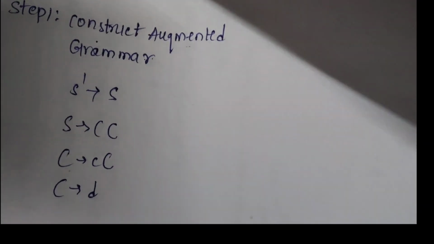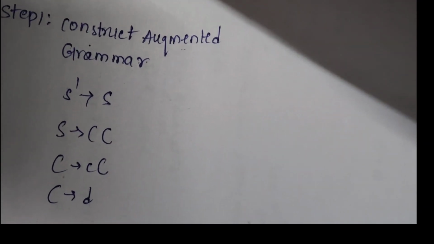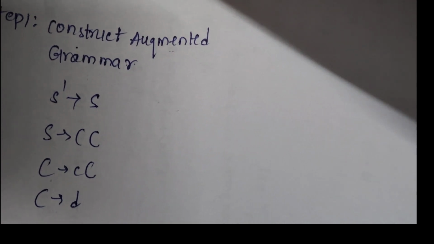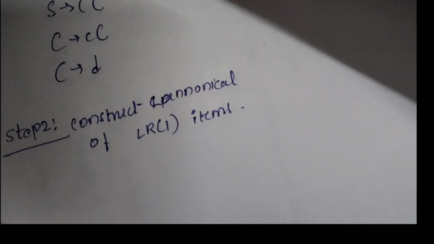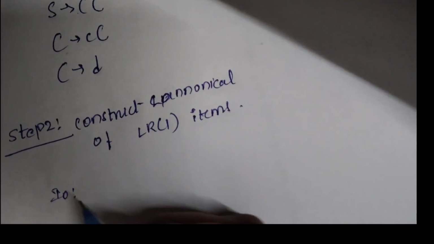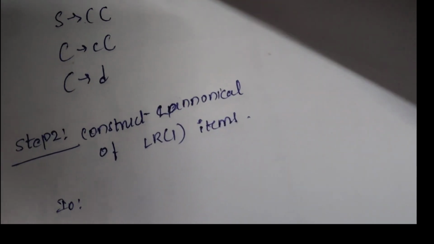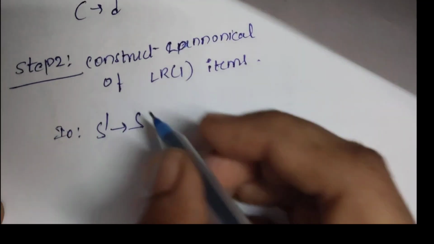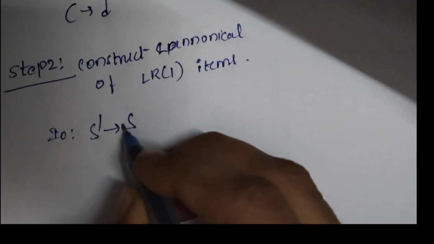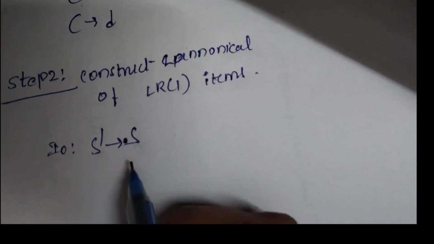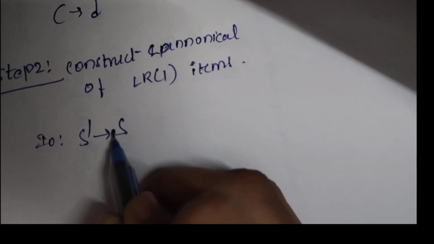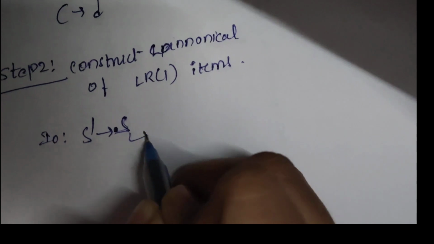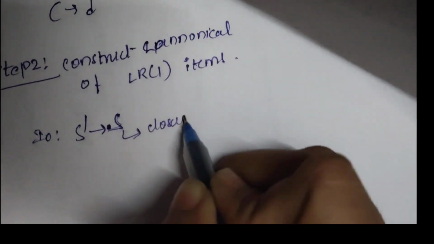Next step is construction of the canonical LR(1) items. For constructing this, first you need to take I naught and then take the first production. What is the first production? S dash produces S. So this is the first production. Keep the dot before it. Now the dot is followed by a non-terminal, so we perform the closure operation.